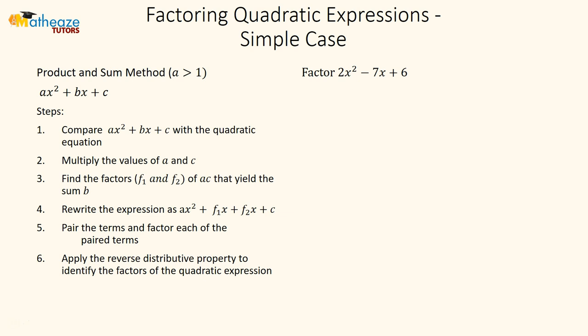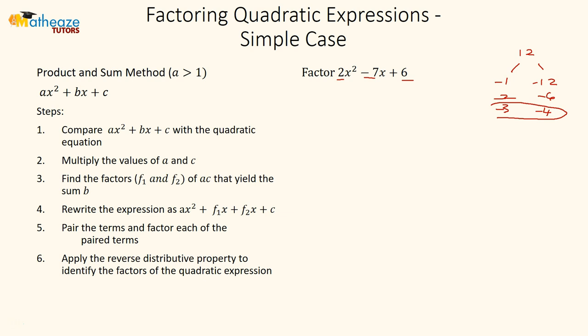Now let's get to an example where a is greater than 1. We're going to start off at the same point. 2 and 6 is going to give us 12. And we have a negative 7 here, so we know that our factors have to both be negative. So we have 1, 12, 2, 6, 3, 4. Which of them leads us to a negative 7 outcome?